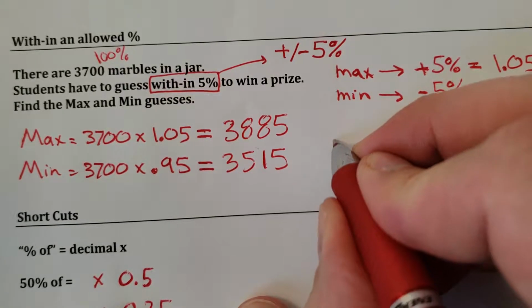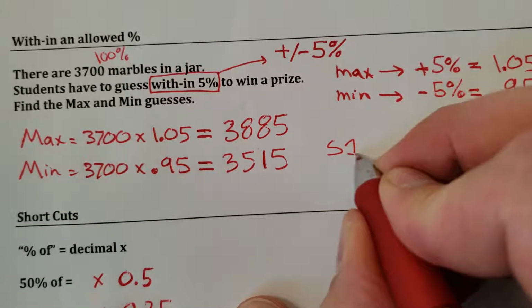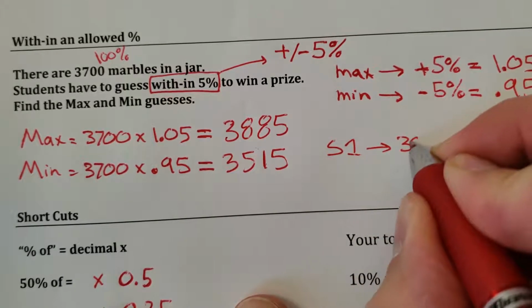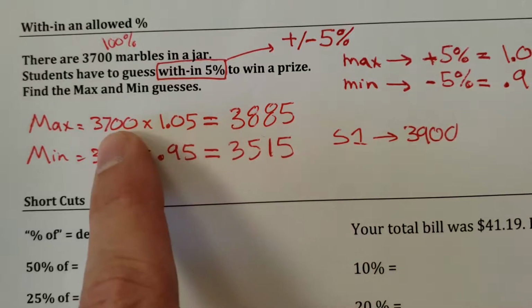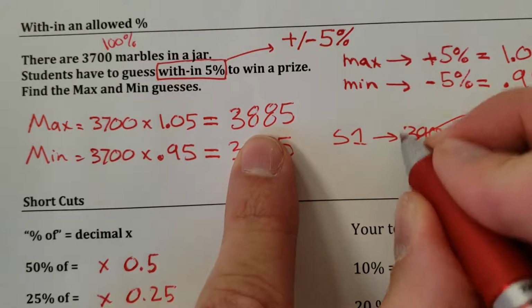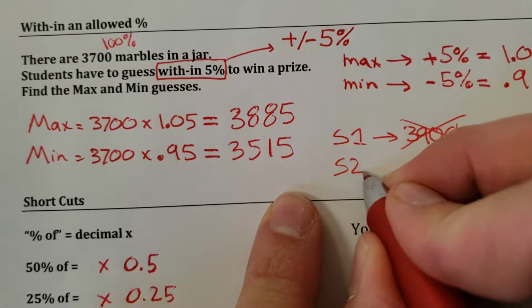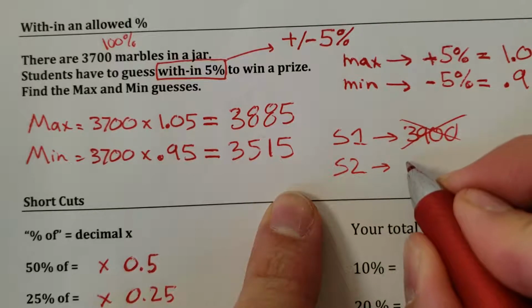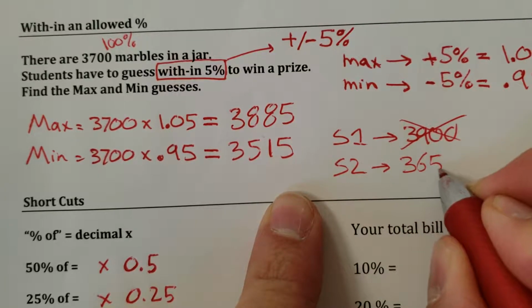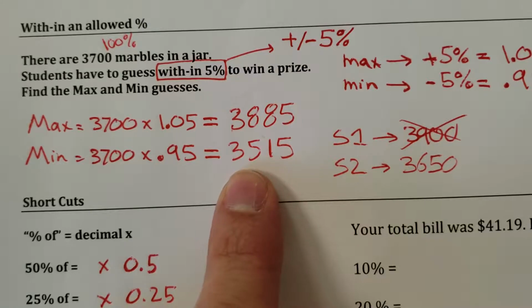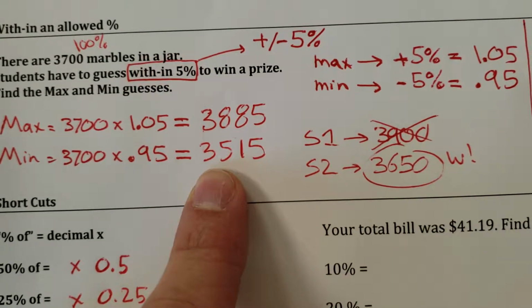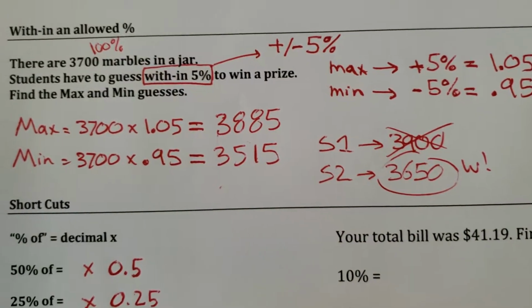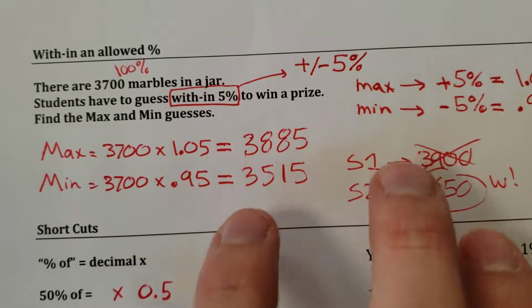So let's say student number 1 guessed 3,900 marbles. Ooh, nope, sorry, you went over the allowed maximum. So nope, you're wrong. Student number 2 guessed, I don't know, how about 3,650? Yep, you're within the range. Good job. Winner. Good job, student number 2. You get the idea.